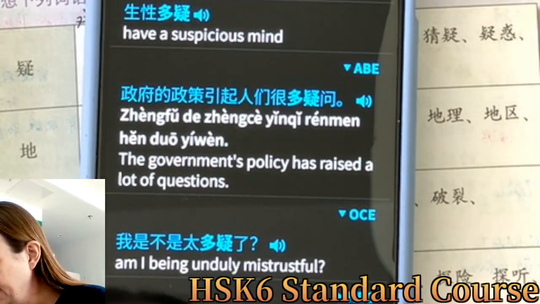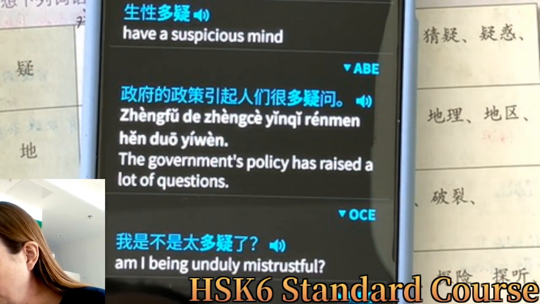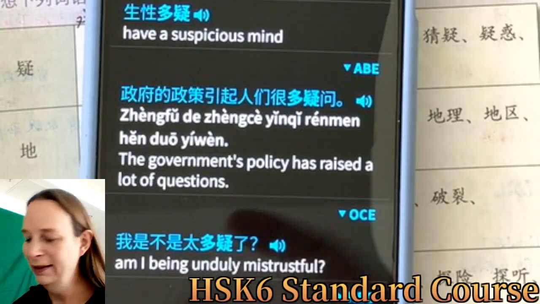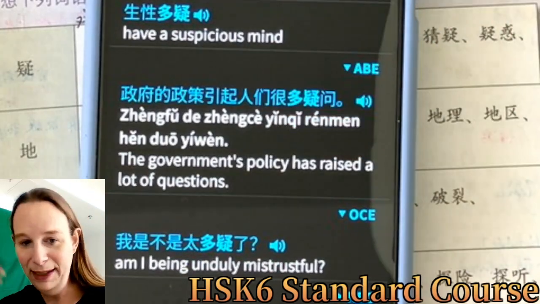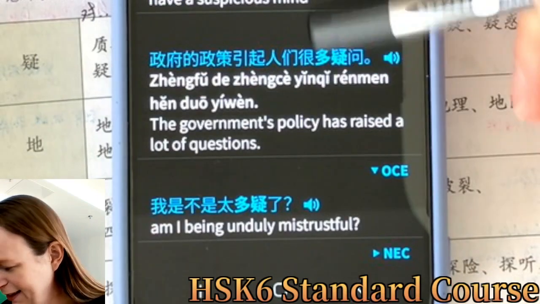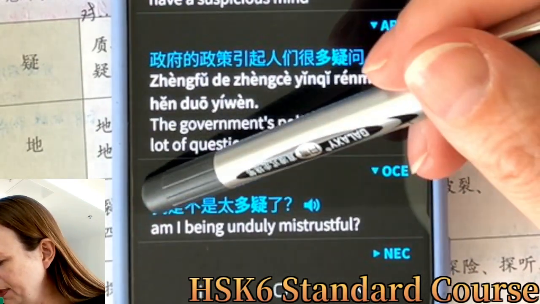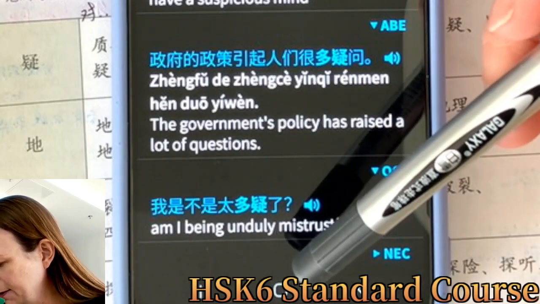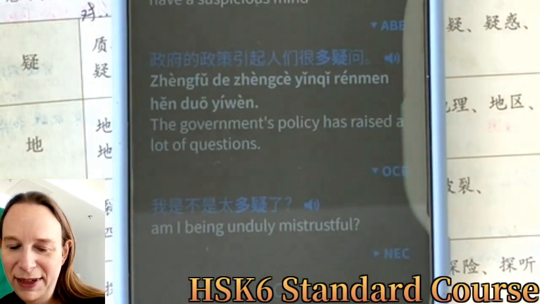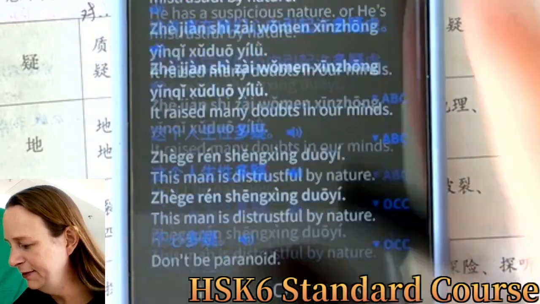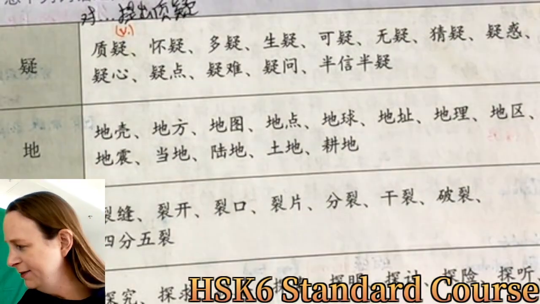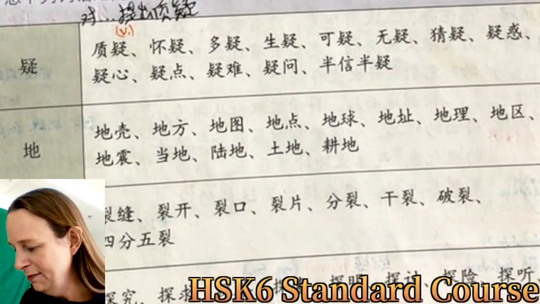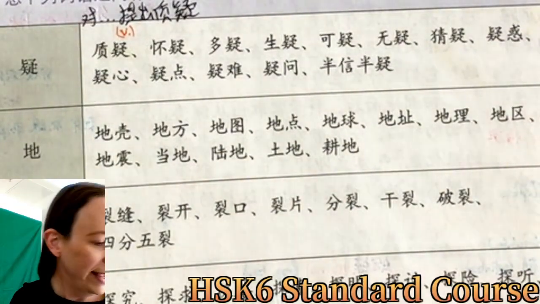政府的政策引起人们很多疑问. No, that's different. That's 很多 and then 疑问. There's a gap in between those two characters. 我是不是太多疑了? 太多疑. That should be an adjective. But adjectives are kind of flexible. 多疑. So this counts as a new word for me.